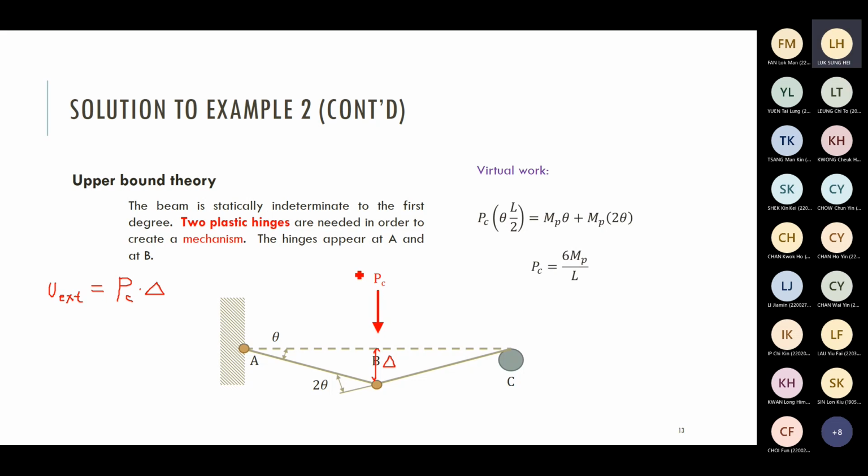I use the previous concept, arc length. You can imagine that there's a big circle over here. And then you can use arc length to evaluate what is delta. Arc length is equal to the radius. The radius is equal to length over 2 times theta.